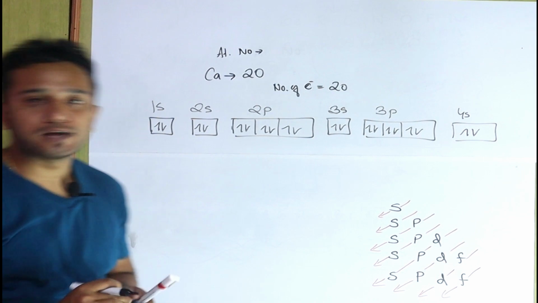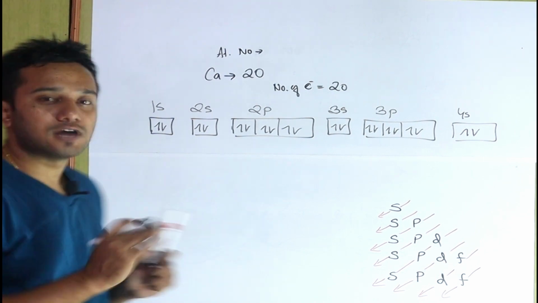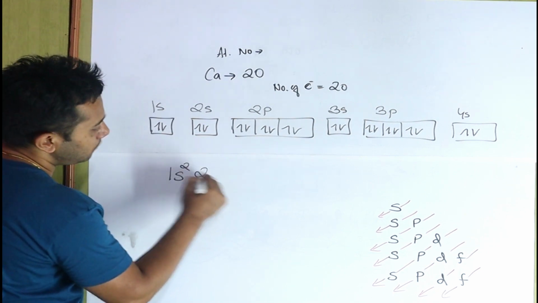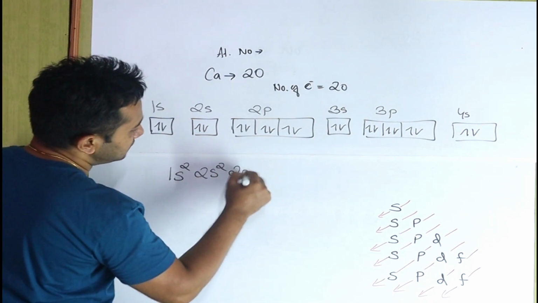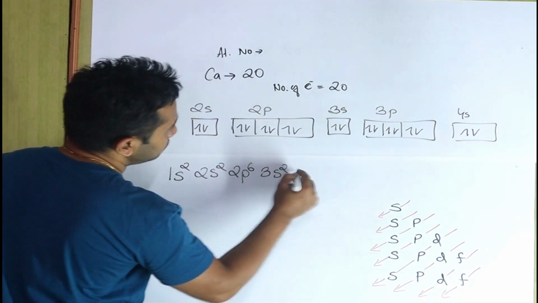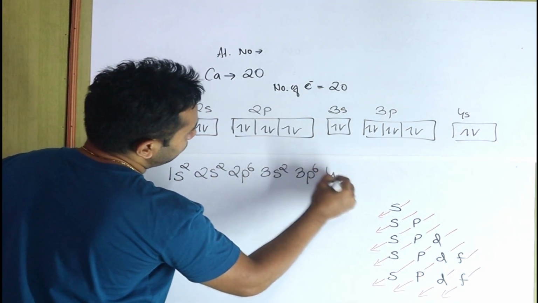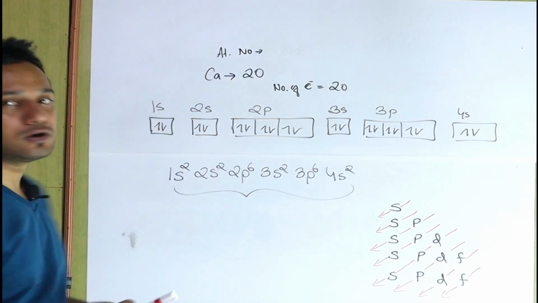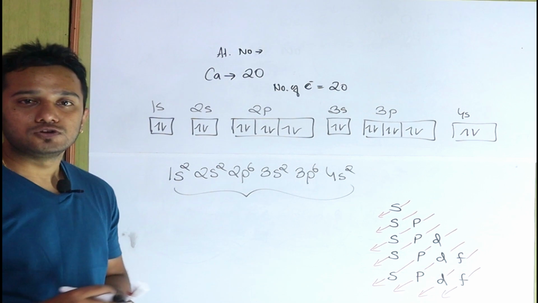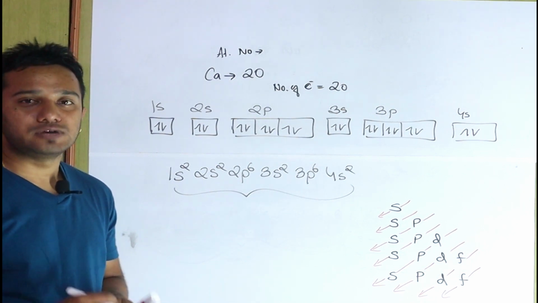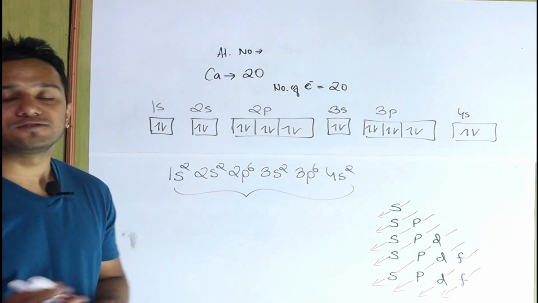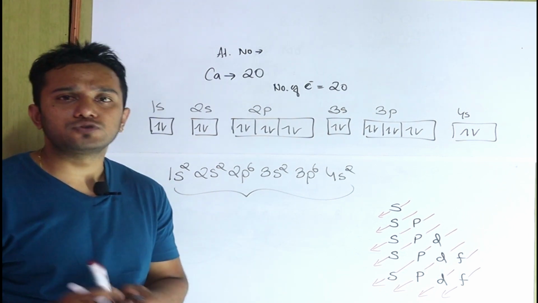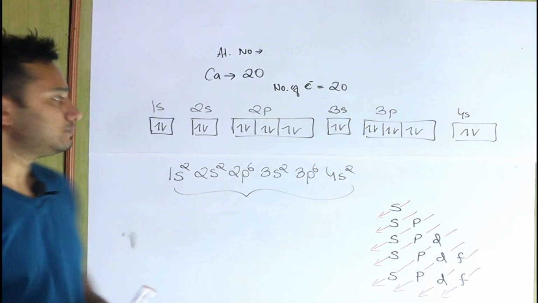So now if I am supposed to write the electronic configuration, this is how I'm going to write. So 1s, there are 2 electrons, 1s2, 2s2, 2p6, 3s2, 3p6, 4s2. So this will be your electronic configuration for calcium: 1s2, 2s2, 2p6, 3s2, 3p6, 4s2. So let's try for atomic number 21 to 30.